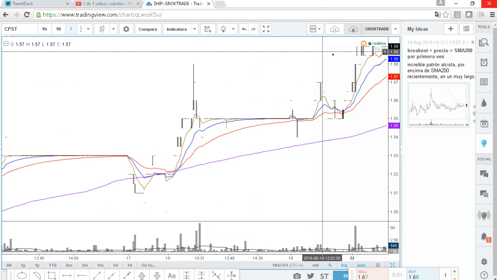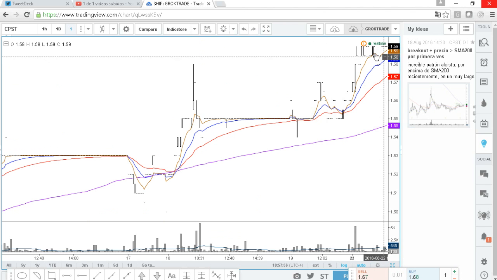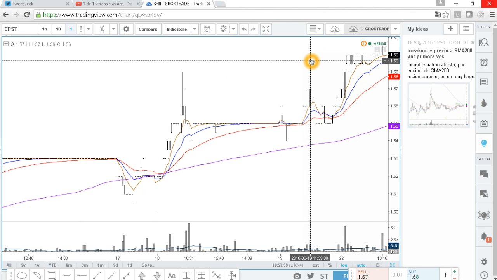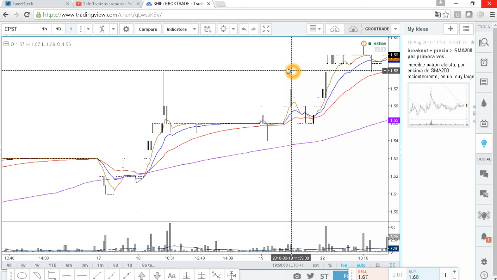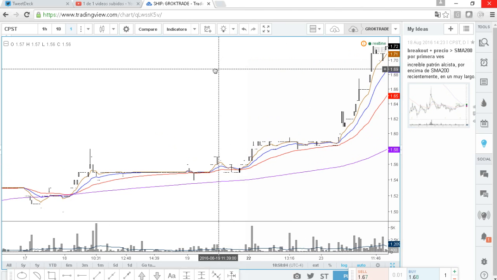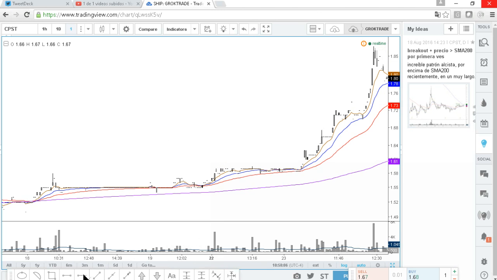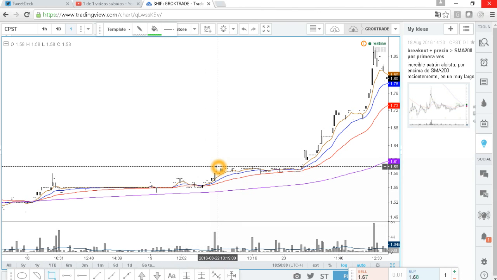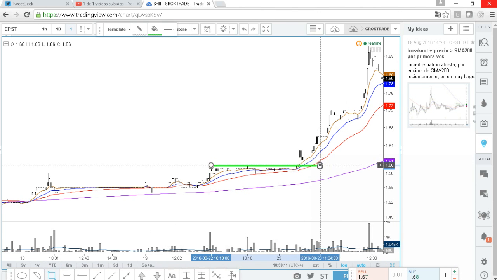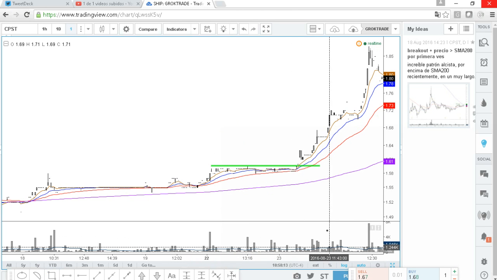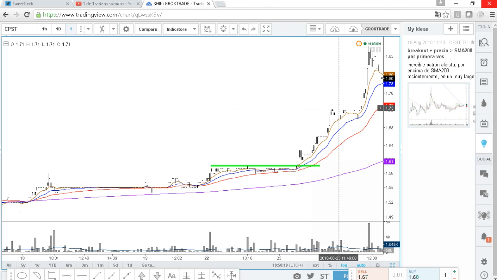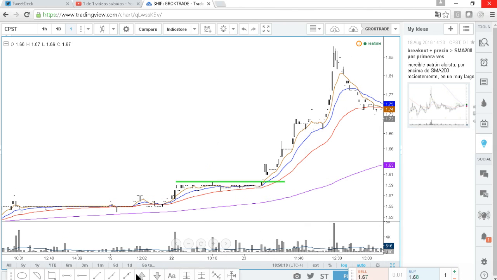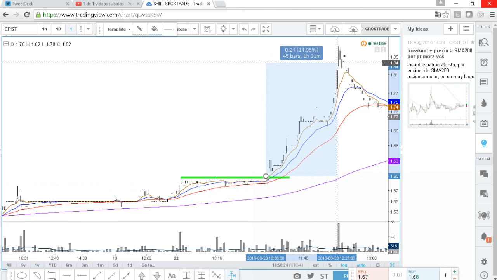So what we have right here is 1.58, our breakout on the daily, and as you can see we have right here some kind of breakout pattern, and after that we break it with a strange movement to the upside. As you can see, explosion and volume, and right here we have the breakout, and look at this beautiful pattern.